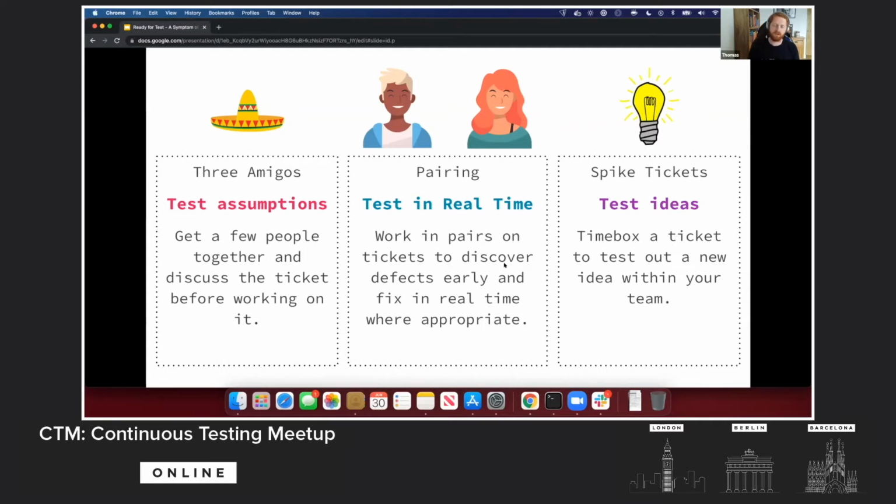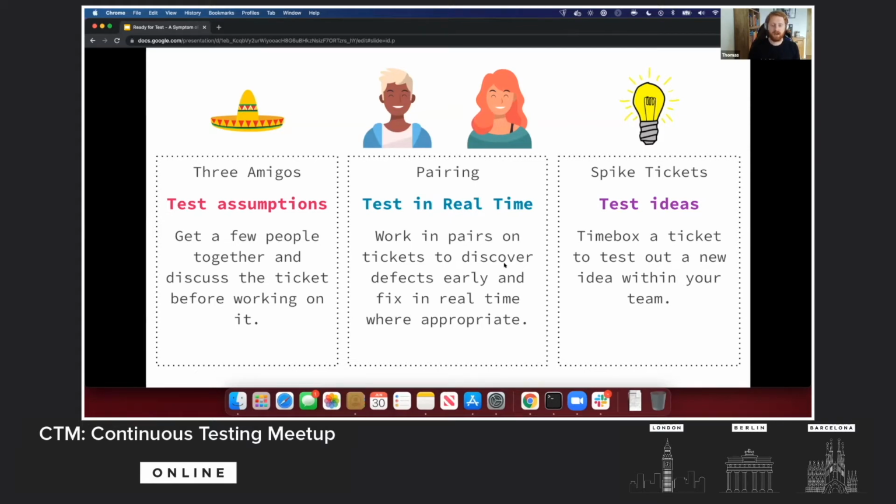With pairing, we're going to work in real time and test in real time. As a pair, we can look at each other's work and we can catch issues with it. One person could be doing the work, one person could be watching. They might see an issue with some code that's just been written, and they can bring it up, they can discuss. They can also bounce ideas off each other.